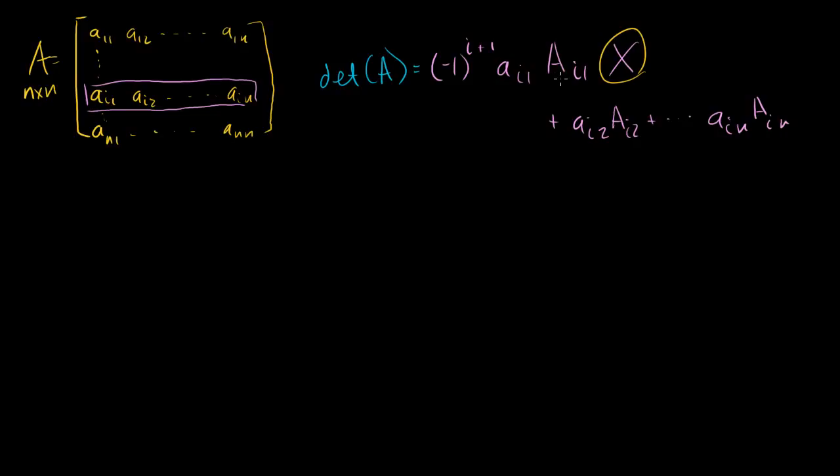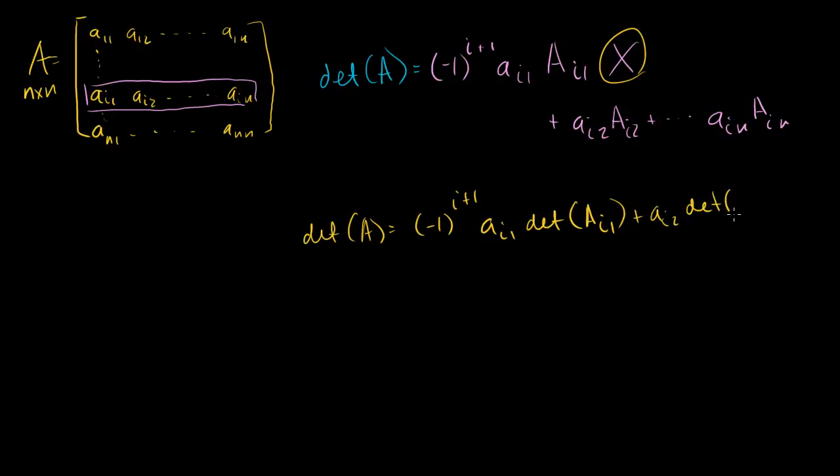I should have said the determinant of each of these. The determinant of A is equal to (-1) to the i plus 1 times Ai1 times the determinant of Ai1 plus Ai2 times the determinant of Ai2, the determinant of the submatrix, all the way to Ain times the determinant of the submatrix, Ain.